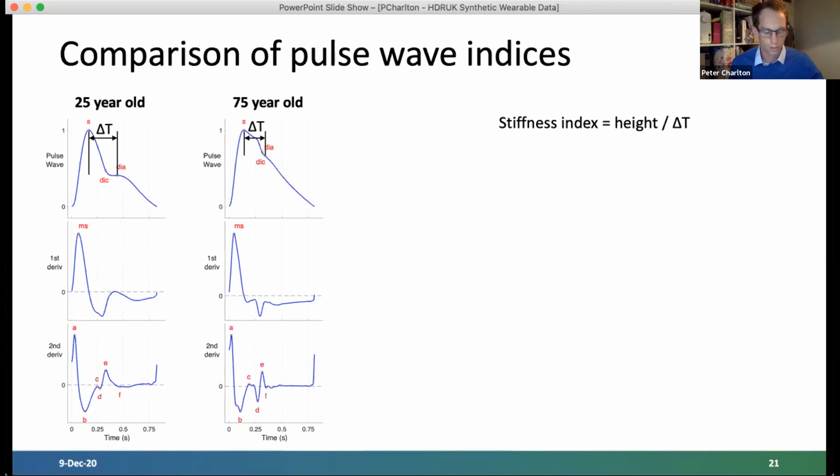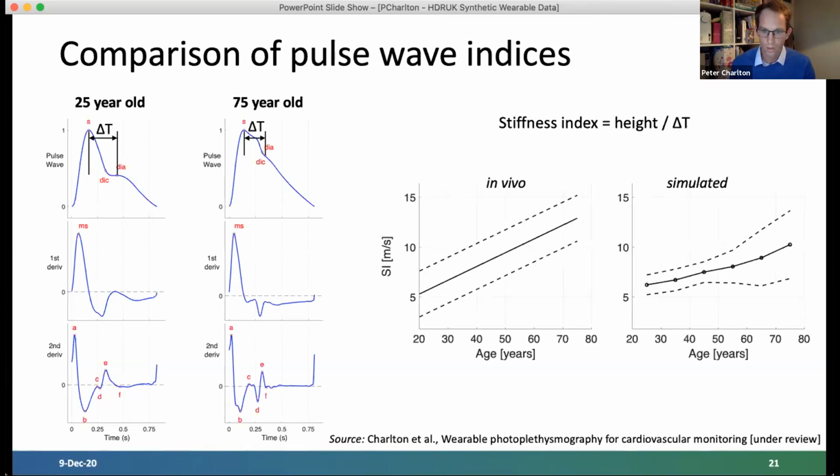And the first index that we looked at was the stiffness index, which is the height of the subject divided by the time delay between the two peaks. We found that it increased in the simulated data on the right with age, just as it does in in vivo data. So the trends were similar, even if the absolute values were not exactly the same.